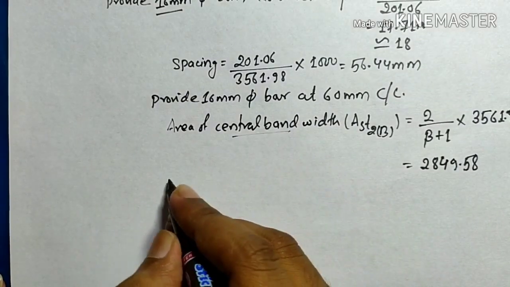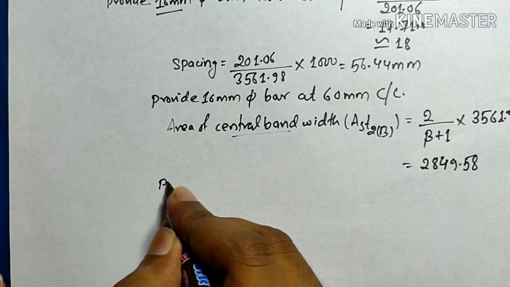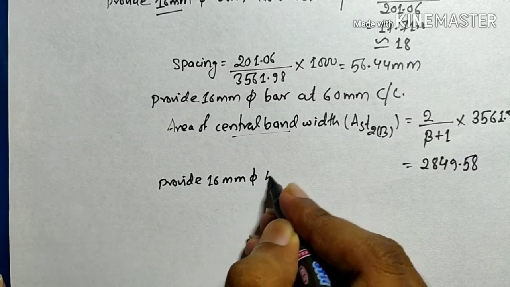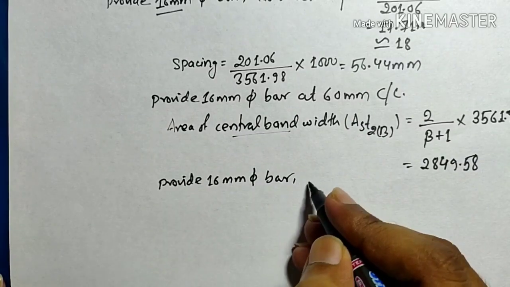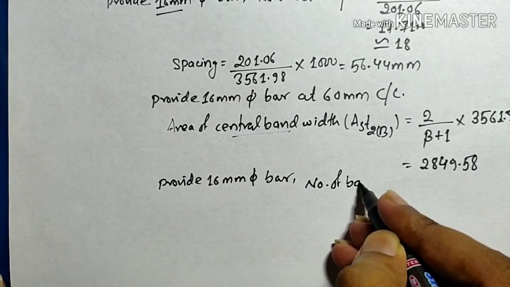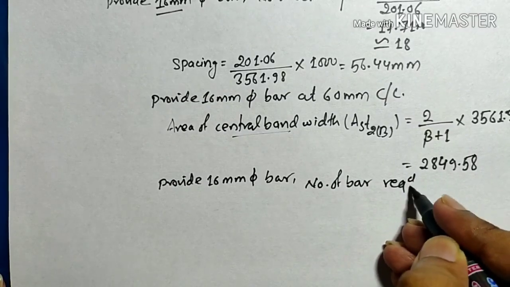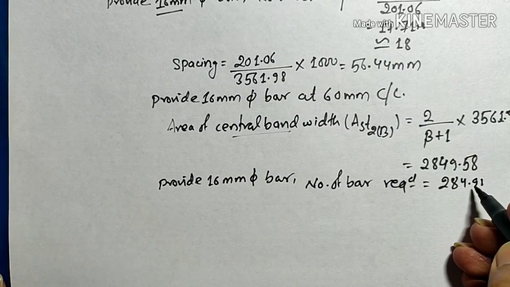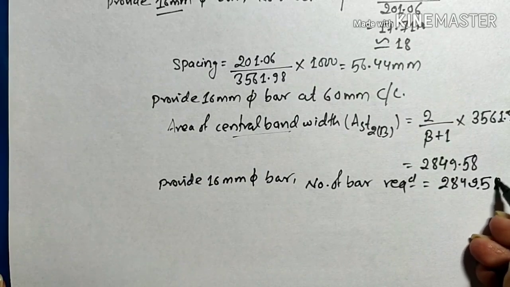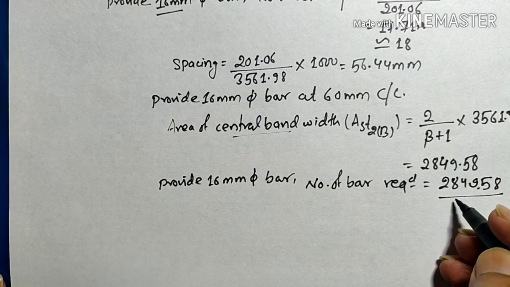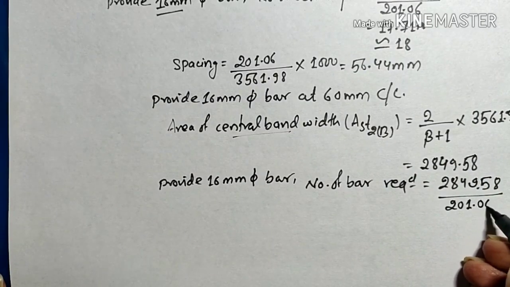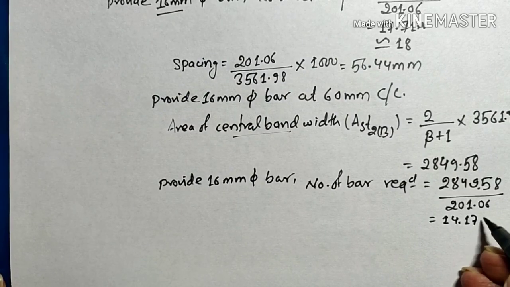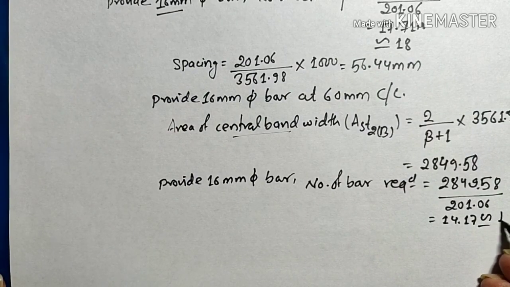So provide 16 millimeter dia bar. So number of bars required equals 2849.58 divided by AST of 16 millimeter bar, which is 201.06, which will be equal to 14.17, proportionally equal to 15 bars.